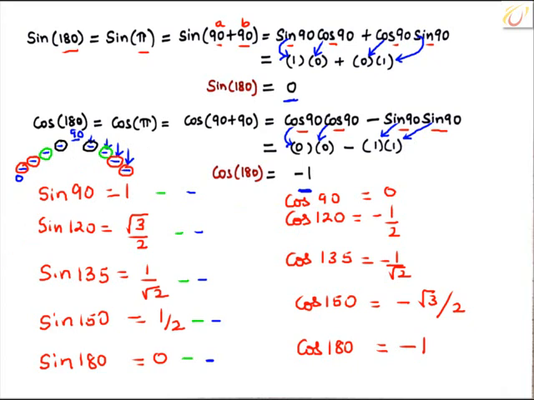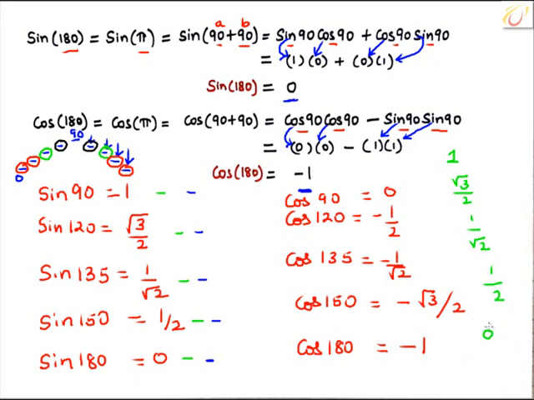Similar thing you can work out for cos. If you look at the value of cos 0, so what is the value of cos 0? Can I write it as 1? What is the value of cos 30? Root 3 by 2. What is the value of cos 45? 1 upon root 2. What is the value of cos 60? Half. What is the value of cos 90? 0. So, can you see a lot of similarity here?